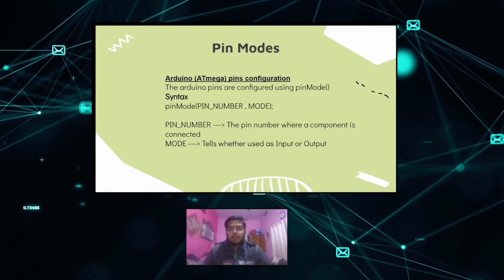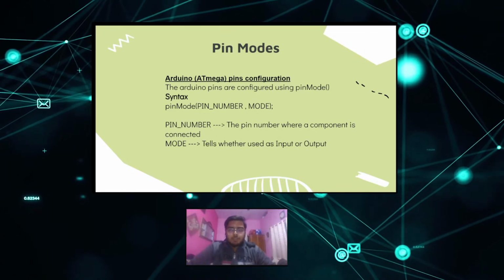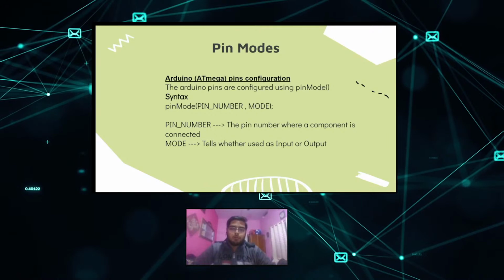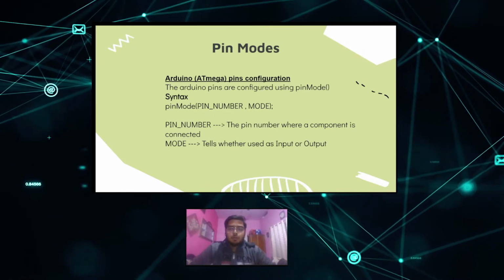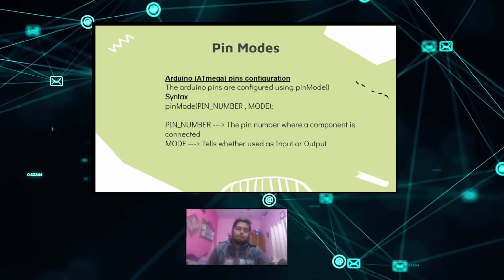As we have already looked at the pinMode function before, we will take a quick recap. This function is used to specify whether a pin is used for input or output. This function takes two arguments. First is the pin number and second is the mode.